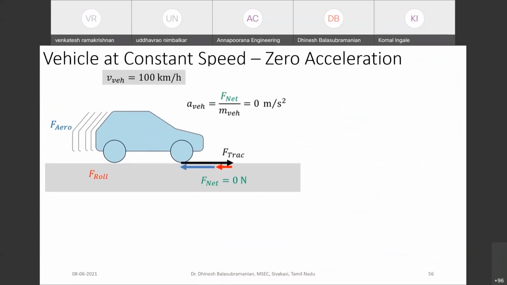And what is meant by constant speed or zero acceleration? At a particular point of time, your net force might become zero. That is, whatever force you apply equals the rolling resistive force and the aerodynamic force. If that is the case, at that particular point, your acceleration might become zero.